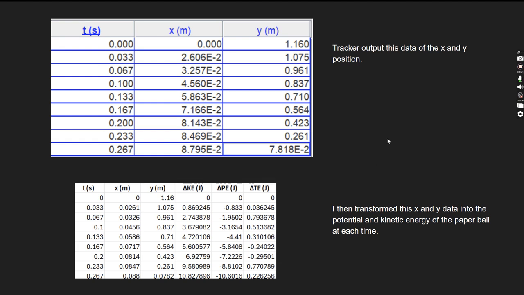This was the output from Tracker. Tracker output this data of the X and Y position, and then I transferred this X and Y data into potential and kinetic energy of the paper ball and also total energy.